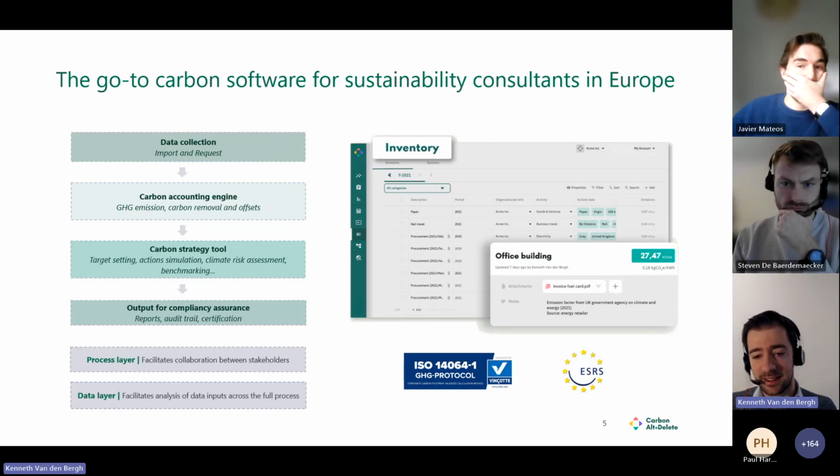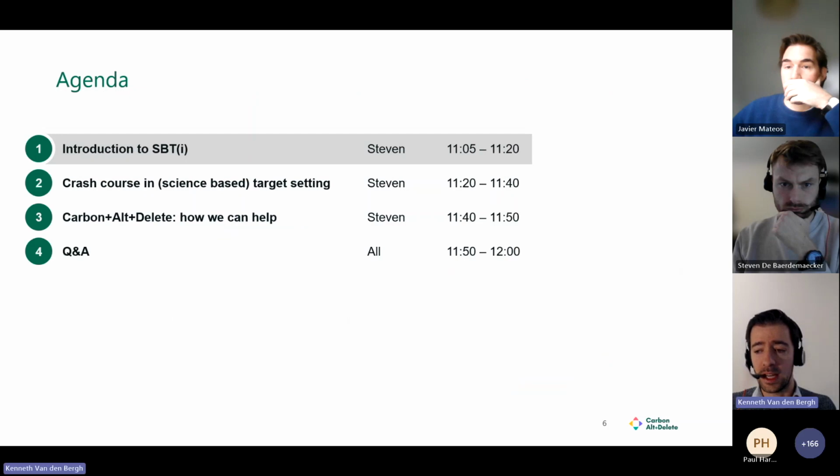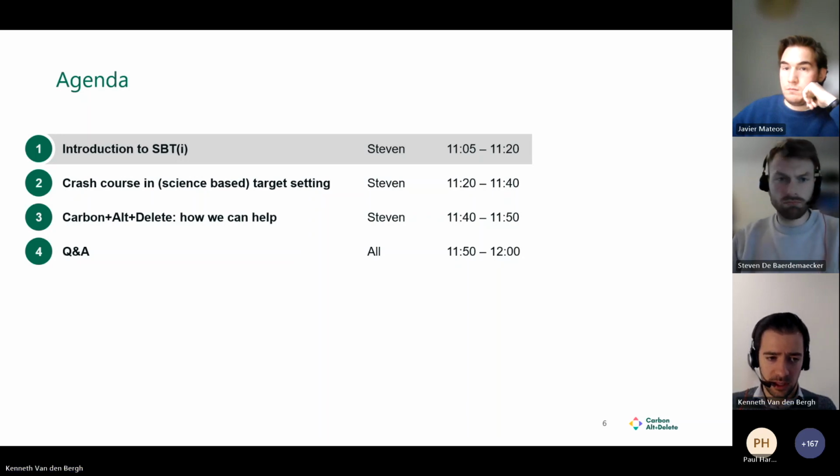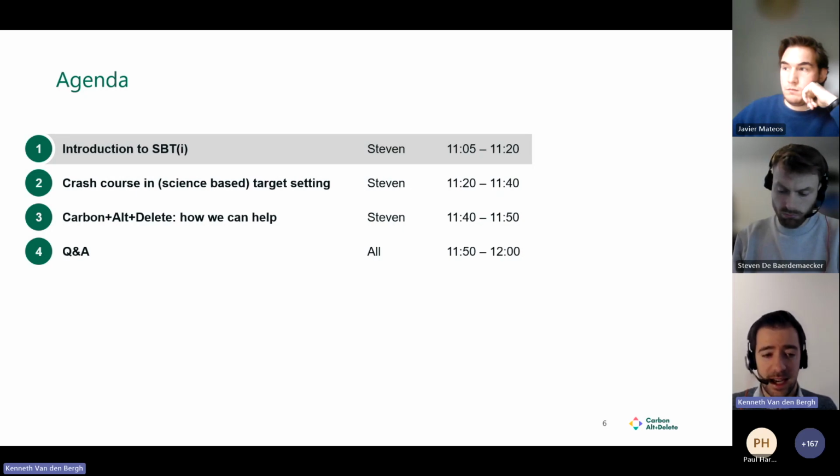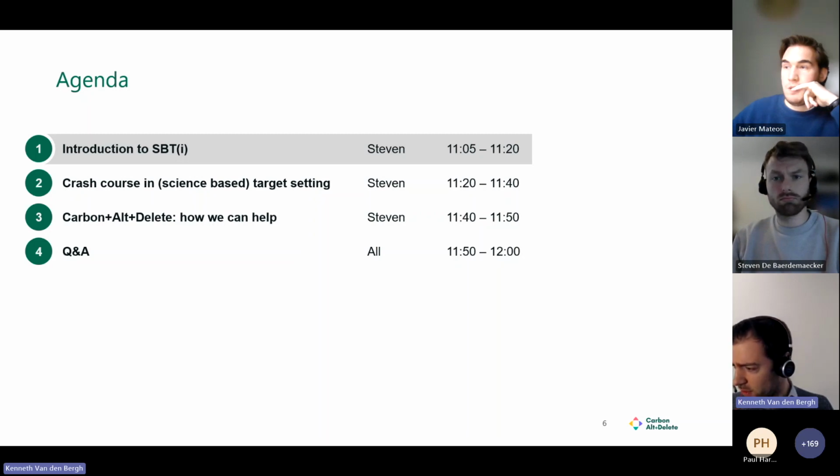But the topic of today is science-based targets. And by working with a lot of sustainability consultants across topics, we learned that science-based targets is an increasingly important topic. So today I will give the floor to Steven in two minutes. He will give a quick introduction, give a crash course on how to do science-based targets and what's behind it. And third, give a quick demo on how we, Carbon+Alt+Delete, can help you with calculating and setting science-based targets for companies. We have a Q&A slot at the end, but as said, feel free to already put questions in the chat as we go.